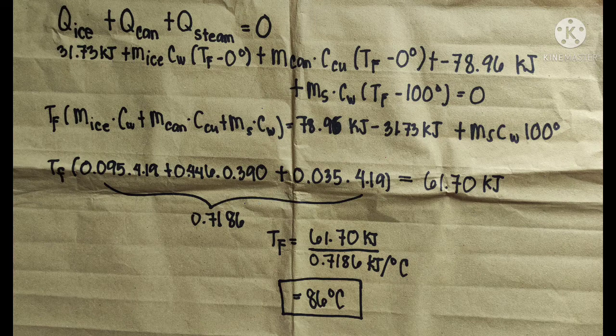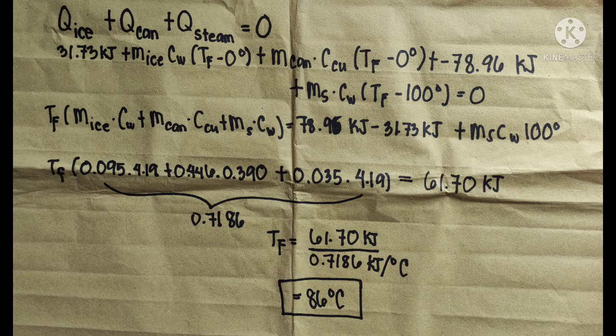31.73 kilojoules plus M ice C water T final. I'm going to drop this 0 degree. Plus M can C copper times T final minus 0 degrees C, plus minus 78.96 kilojoules plus M steam C water times T final minus 100 degrees C equals 0.